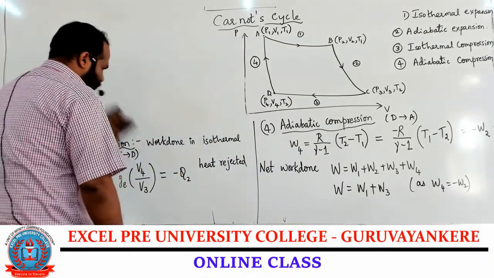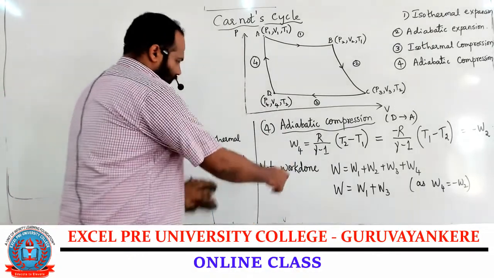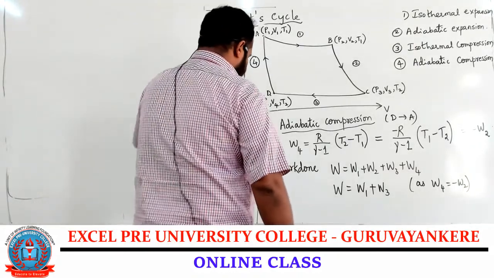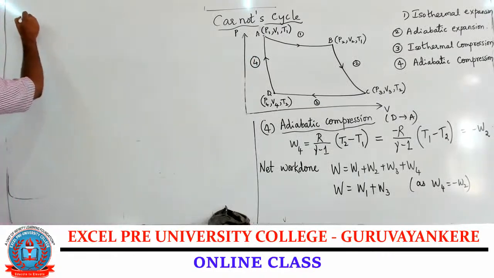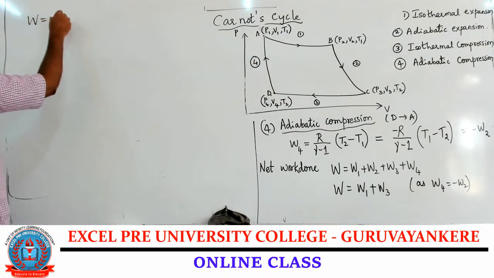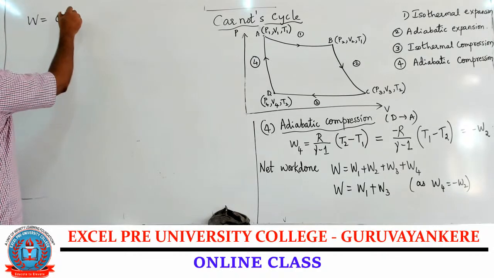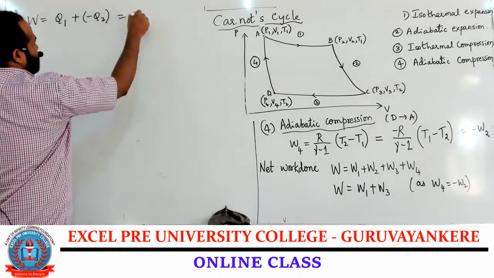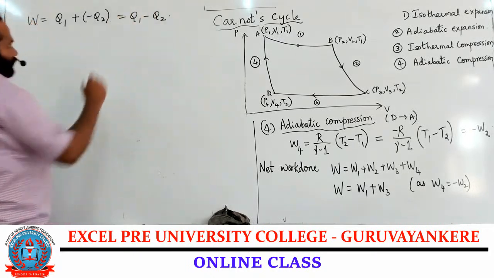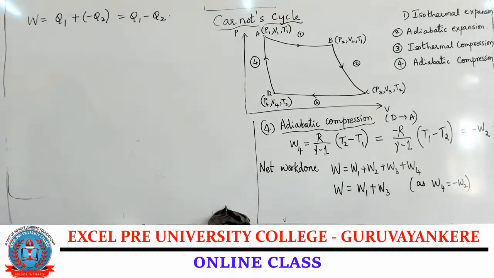Okay, now what remains is net work done, which is equal to W1 plus W3. W1 is equal to Q1 and W3 is equal to minus Q2. So the net work done is Q1 minus Q2.